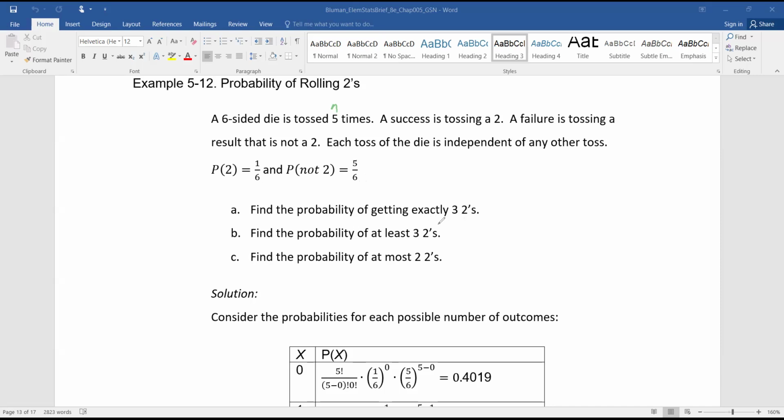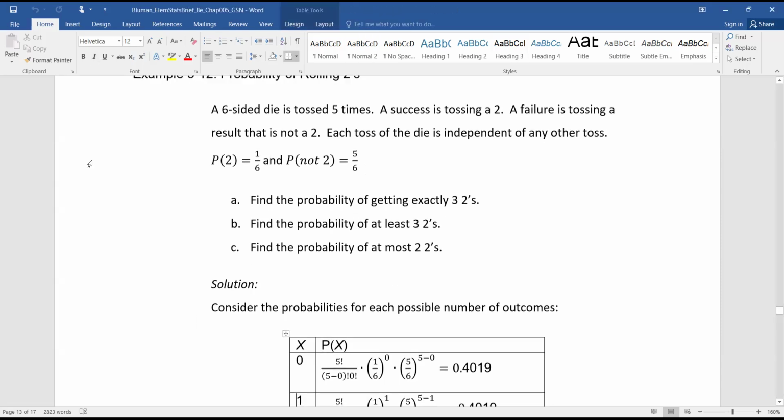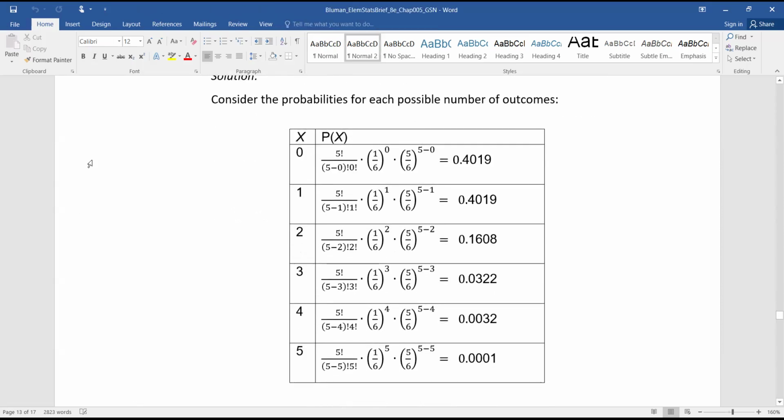So what we're going to do is fill out this table. Actually, I think they filled it out for you. Just looking at the math here, we considered all these possibilities right here. The probability of exactly 0 2s in 5 rounds is 0.4. That's almost a 40% chance that you will not get a 2 at all. There's a 40% chance that you would get exactly 1 2.